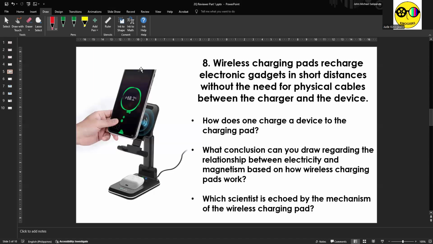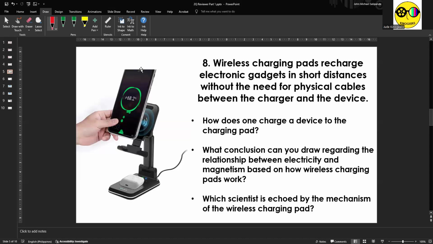Okay, so why do you need to place the tablet on top of the charging pad? Because you have to establish magnetism between them. And once magnetism is established between the gadget and the charging pad, that's the time that the electrical charge in the charging pad will now charge the gadget.